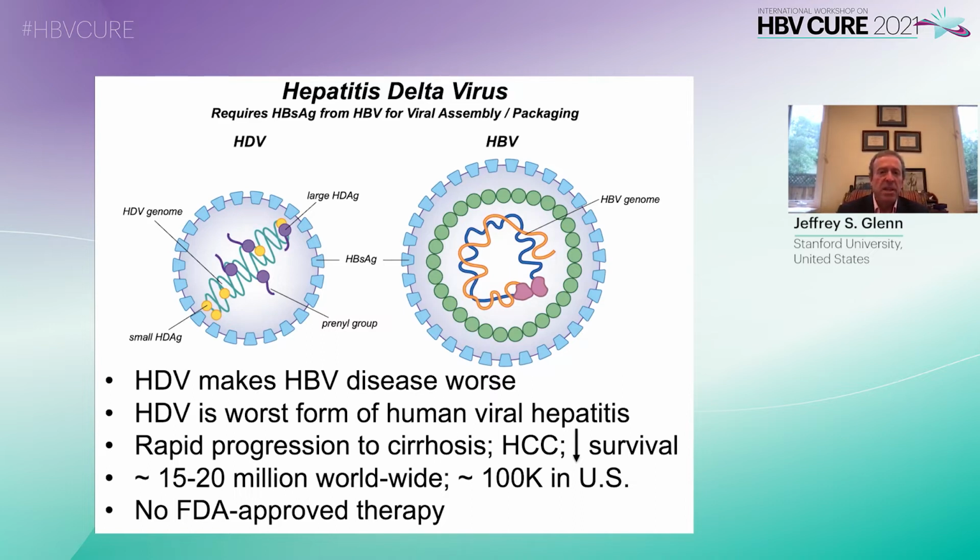The net effect is to make the B disease worse. Indeed, Delta is the worst form of human viral hepatitis, with more rapid progression to cirrhosis, liver cancer, and death. About 20 million people are infected worldwide, and there's no FDA-approved therapy.